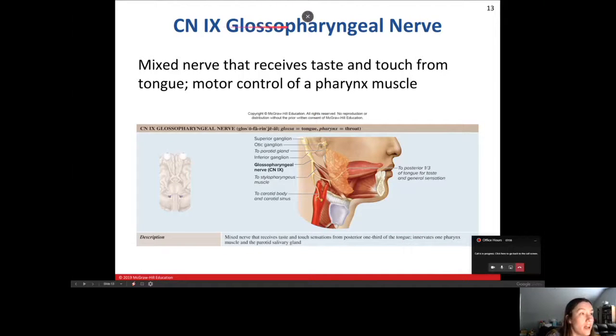Cranial nerve 9 is the glossopharyngeal nerve. So glosso means tongue, pharyngeal is throat. So this is a mixed nerve. It's motor and sensory. It receives taste and touch from the tongue. So some taste sensations as well as touch, and is motor control of some of the throat muscles, some of the pharynx muscles.